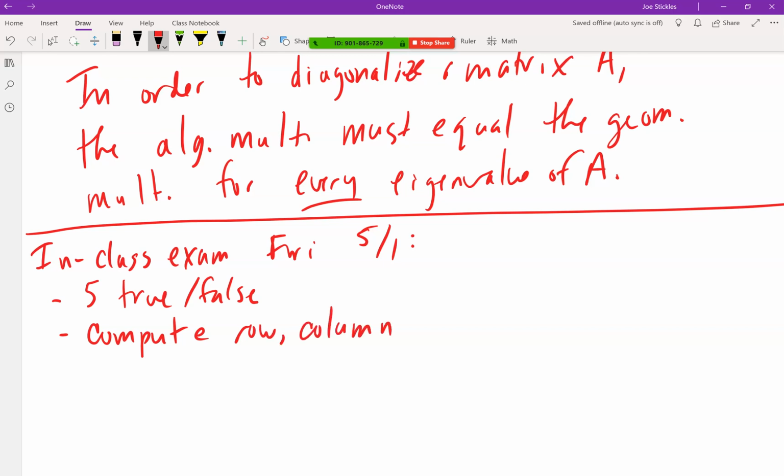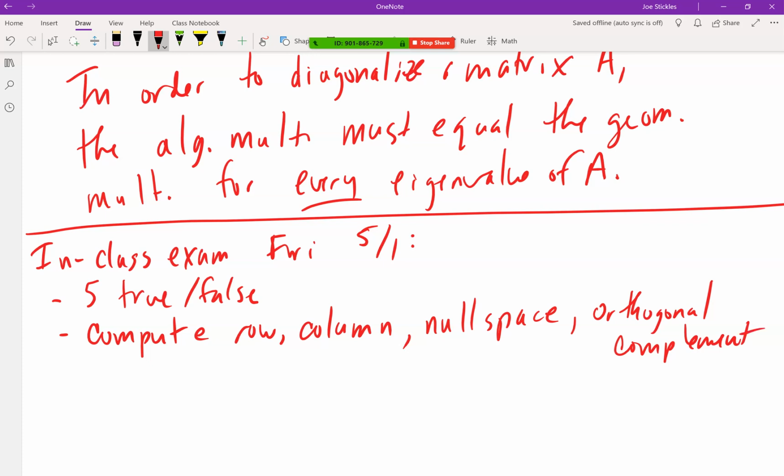Your first problem on the last homework, I think it was, I gave you a matrix and you had to figure out the row space, the column space, the null space, and some orthogonal complements. So that would be a problem just like that would be something that would be on the test. So being able to get your matrix entered and row reduce and interpret the appropriate row reductions.